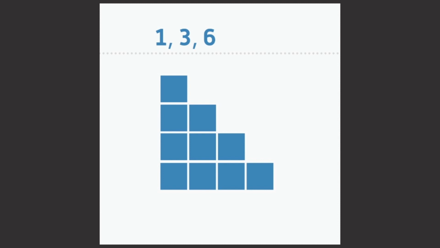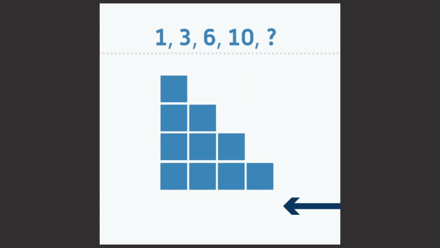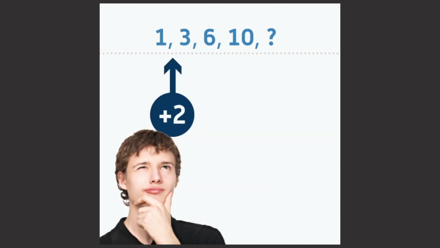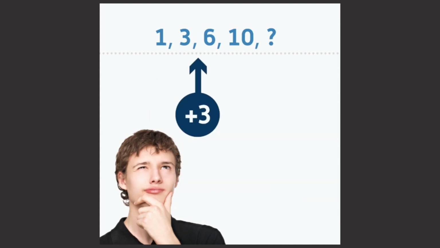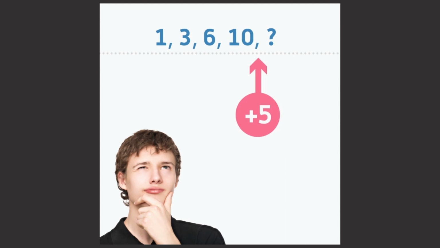Pattern 4 is drawn, so you just have to count the blocks. There are 10. How do we figure out term 5? Let's look at what has happened. From term 1 to term 2, we added 2. Then from term 2 to term 3, we added 3. Then we added 4. So now we must add 5. Term 5 will be 15.